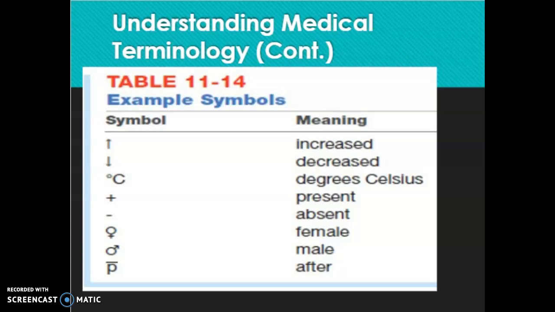Plus sign is present, or means it's there, like present symptoms. Minus sign would be without or absent. There's a symbol for a female, the symbol for a male, and then P with a line drawn over it is after. So if somebody could have a medication after meals, you would see the doctor draw a P with a line over it. If it was before meals, it would be an A with a line drawn over it.